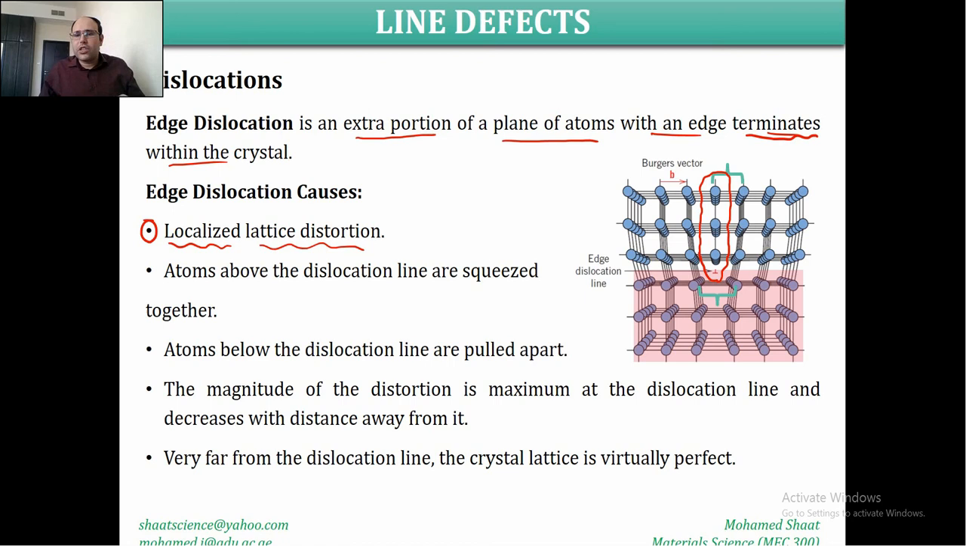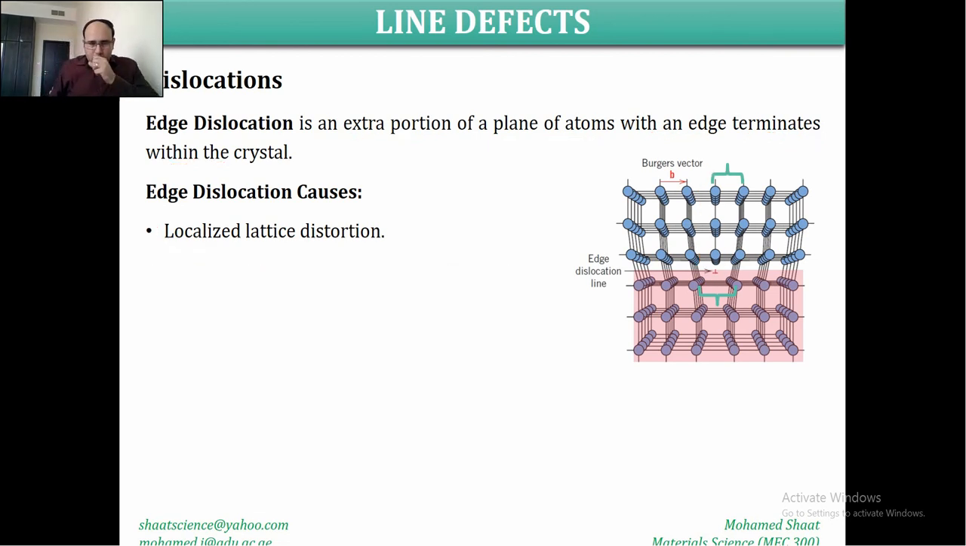Localized means that this distortion is just around the dislocation, but as we go far from the dislocation, this distortion will be negligible. There is no lattice distortion anymore. Just to explain to you what localized lattice distortion means.